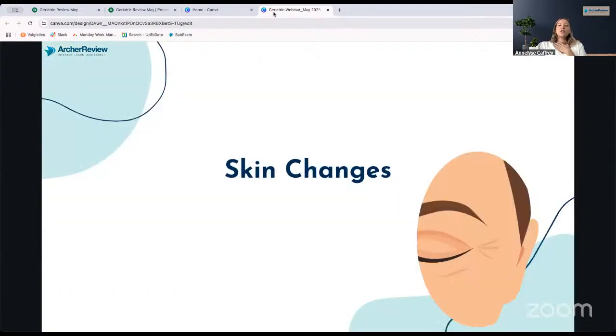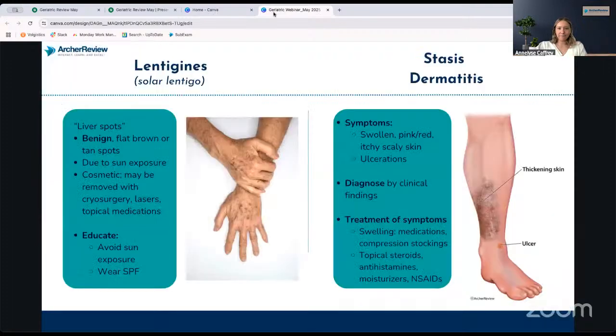Okay, now let's zoom out and look at the body's largest organ, which is skin. I have a couple things here. Lentigines, those are solar spots. You'll also hear them called liver spots. They're totally benign unless your patient wants you to laser them off or freeze them off, but they're not going to ever become cancer. They're like those brown spots on the skin. Best thing for them is going to be wearing sunscreen, avoiding the sun to prevent them becoming worse.